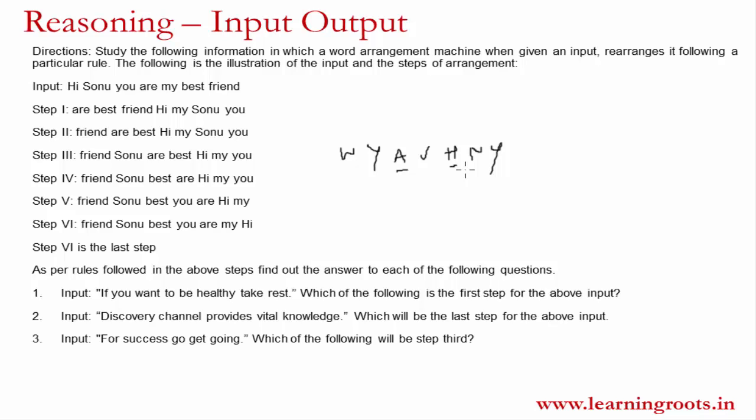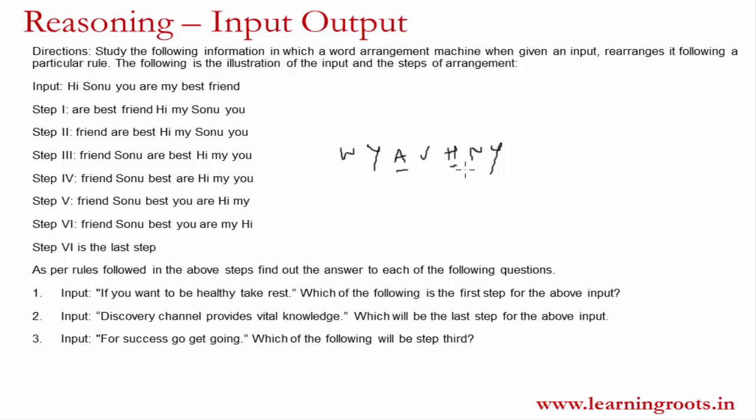So let's look at the question. The directions are pretty straightforward. It says that study the following information in which a word arrangement machine, when given an input, rearranges it following a particular rule. The following is an illustration of the input and the steps of arrangement. So the statement is, hi Sonu, you are my best friend. Step 1 says that our best friend, hi my Sonu, you. So what is happening in this first step?